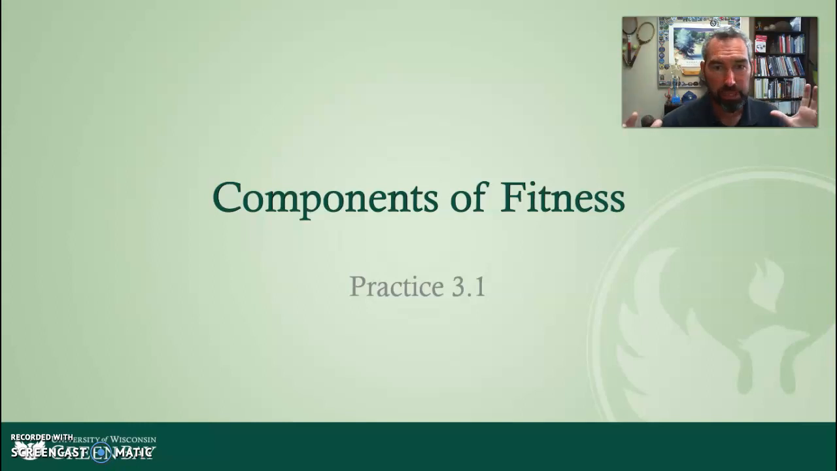For practice 3, we're going to be looking at the different components of fitness. So we're going to break it down. This first one, we're going to be looking at kind of defining what fitness is. And then each successive one after that, we're going to be looking at those components of fitness in a little bit more specific detail.